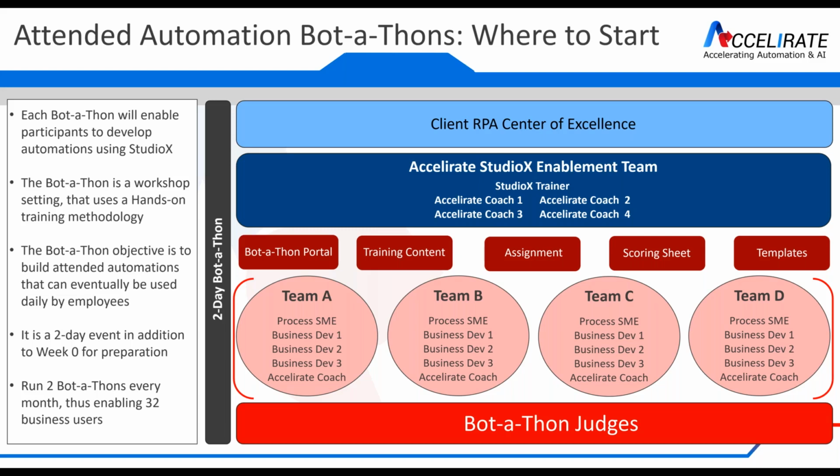So some of the major teams that are involved: you have your COE, your Center of Excellence. You have your enablement team from Accelirate that includes a trainer and multiple coaches. And then you have the actual business and citizen development team that typically have an SME, multiple business developers, and an Accelirate coach to advise and provide guidance and suggestions. And finally, since we want to make this fun and competitive, a group of judges that can score the automations and hand out prizes for the top scoring automations.